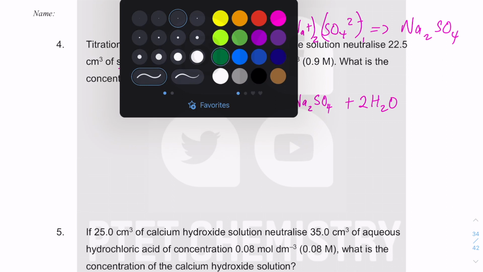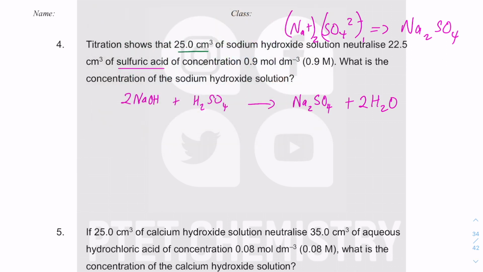What do we have to do? We are given the 25.0 cm3 of sodium hydroxide and you want the concentration of sodium hydroxide. So this is something you don't know. And then you have the acid, so you have the 22.5 cm3 of the acid. And then you have the concentration of the acid. So this is something you have, and this is something you don't have.